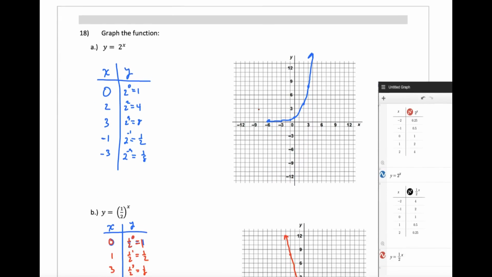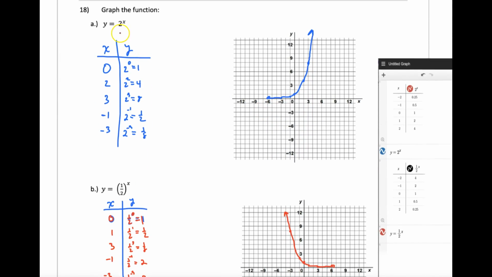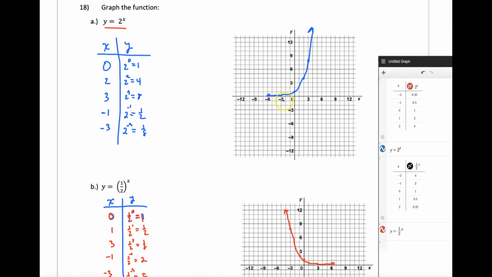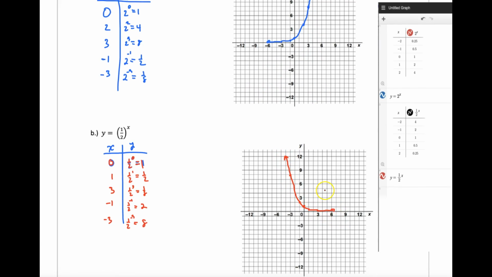And so just to compare the two, you'll see here is y equals 2 to the power of x, y equals 1/2 to the power of x. Here are the graphs of them after we plug some values in. You'll see it's growing versus this one is decaying.